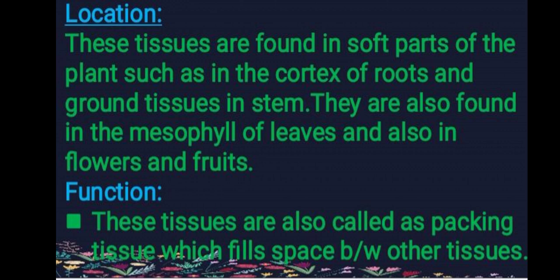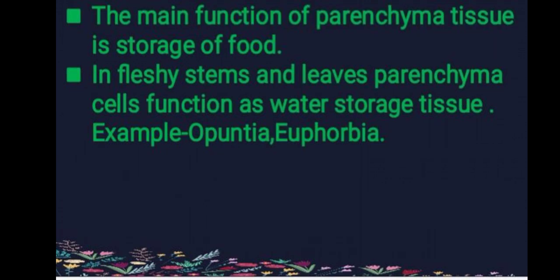Function. Parenchyma tissues are also called packing tissues, which fill space between other tissues. But the main function of parenchyma tissue is the storage of food. In fleshy stems and leaves, parenchyma cells also function as water storage tissue. A very good example is in the case of Opuntia and Euphorbia.